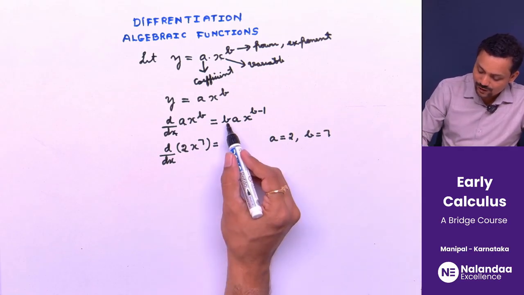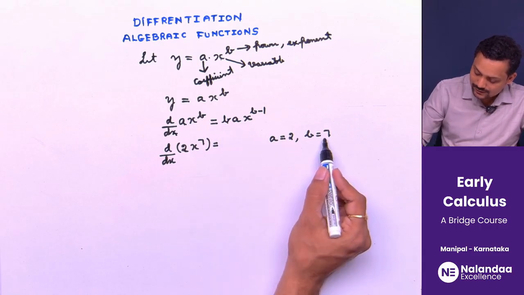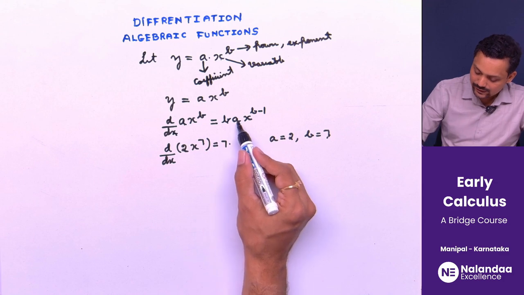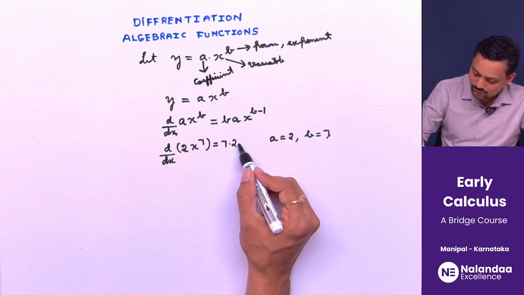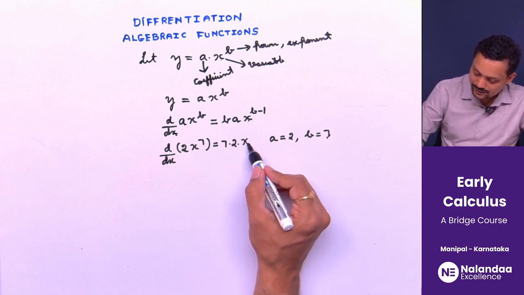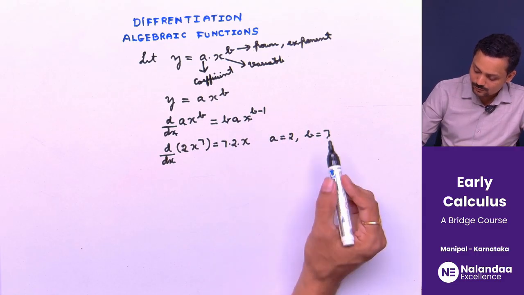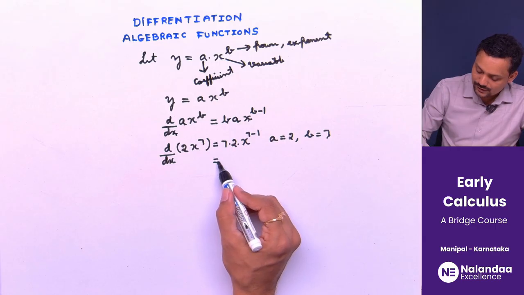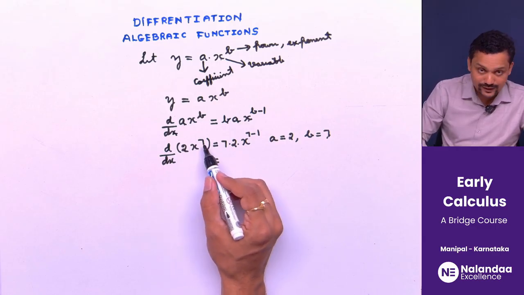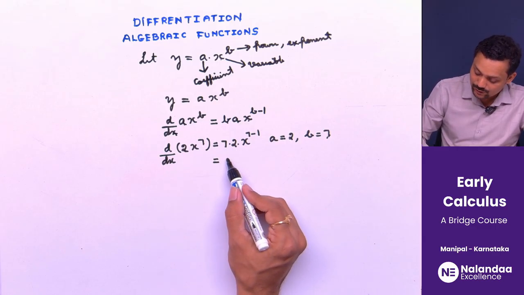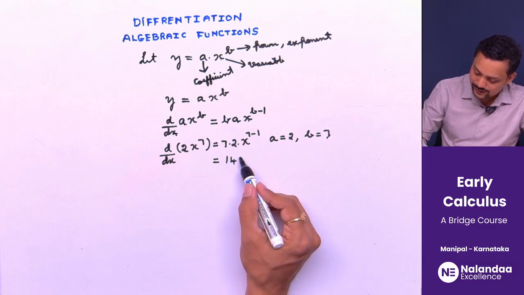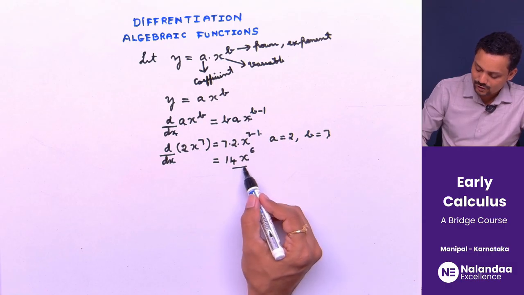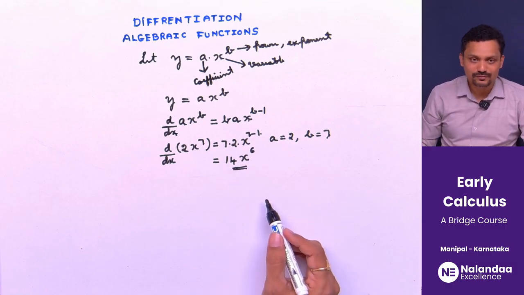and therefore the formula is: first you have to write b or a, anything. So I will write b, that is 7, into a, that is 2, into x power b minus 1. So b is 7, so this will be 7 minus 1. Therefore the answer for the derivative of 2x power 7 will be 7 into 2, that is 14, into x power 7 minus 1, which is 6. So this is the answer, 14x power 6.